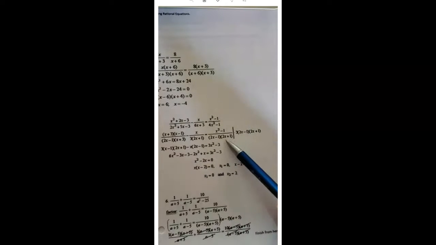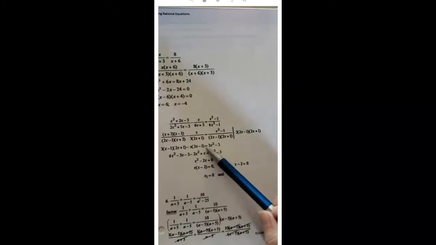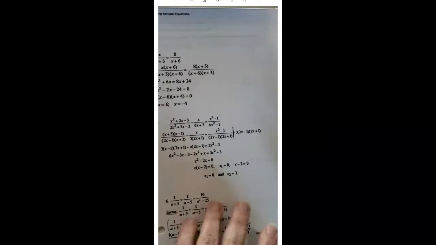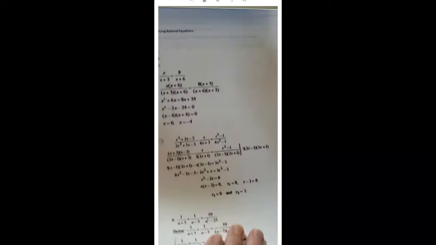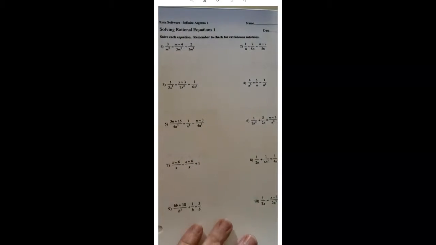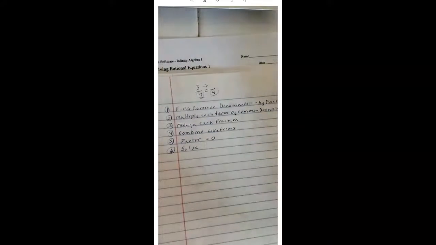Now that I have everything turned into a common denominator, all I have to do is look at what happens to the common denominator, set it equal to 0, factor it, and solve it. Okay, so let's look at one of these problems. Again, CUDA software. There are 2 different parts to it that we're going to look at. One says rational equations 1, and the other one says rational equations 2. So I'm going to pull a couple examples from each one of those to look at.